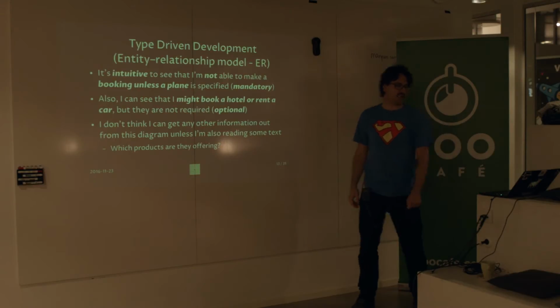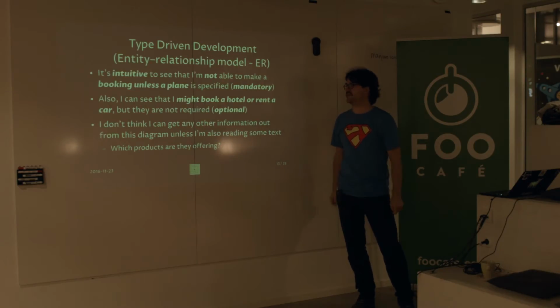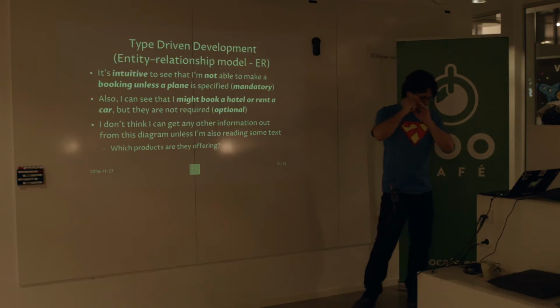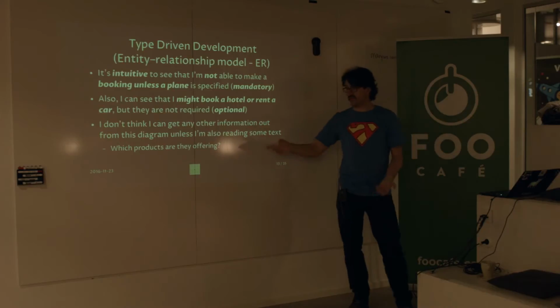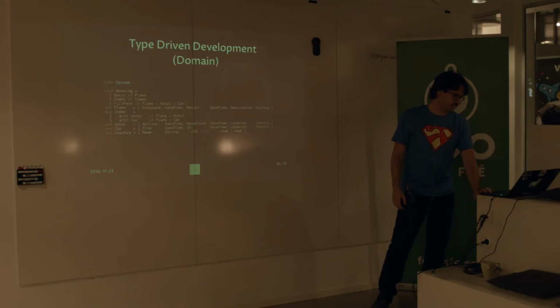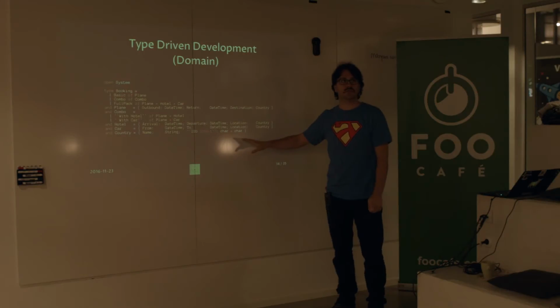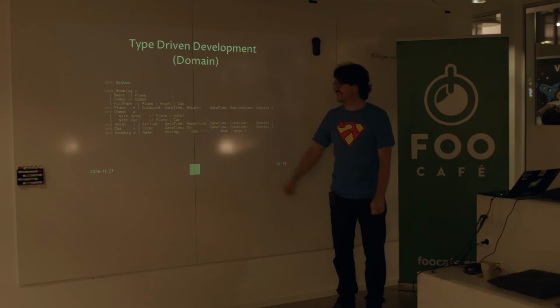And as I state here, if I need more information about what I'm seeing, I probably have to read some text produced by a business expert, right? Which kind of products are actually being offered by this company? Like I say, I need to read more text. Oh, the color, you can read it, right? It's not too dark to see.